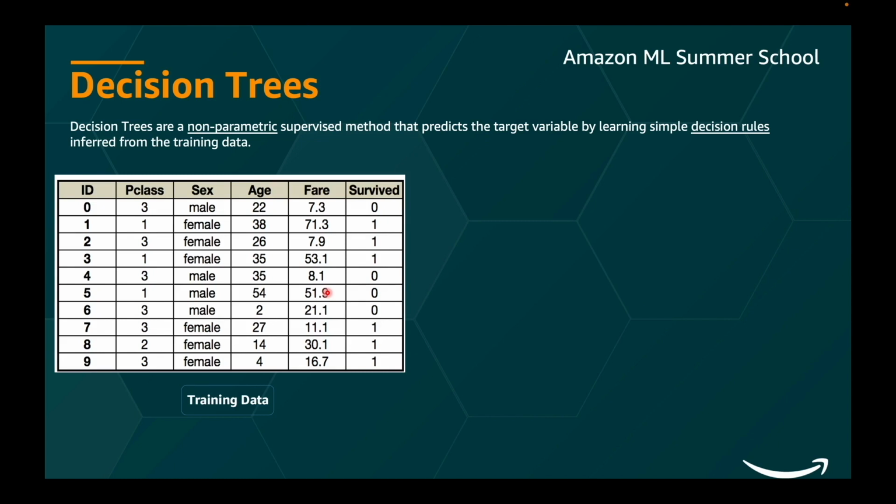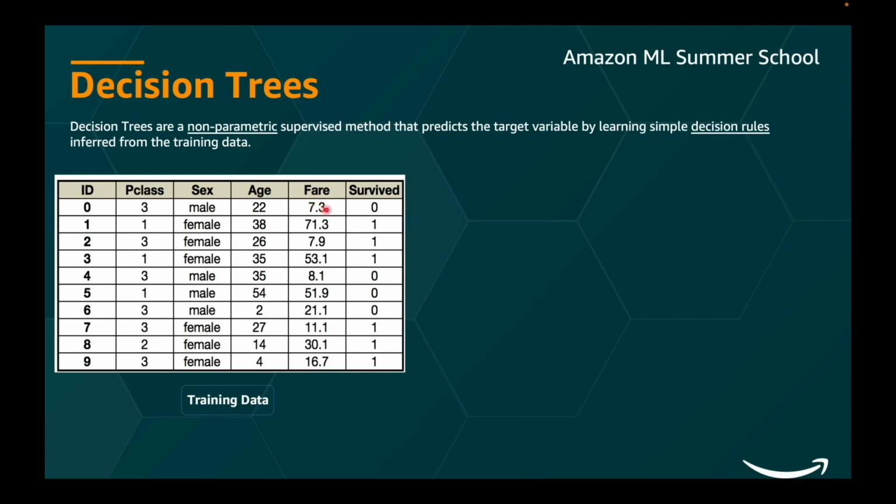Suppose this is my training data, and this is taken from the very famous Kaggle Titanic dataset. You can see over here I have 10 rows and I have various features for each row. I have the Pclass, which is the ticket class. So this person was in third class, this person was in a first class seat, and so on and so forth. The gender of the passenger, the age of the passenger, the fare, how much they paid for the ticket.